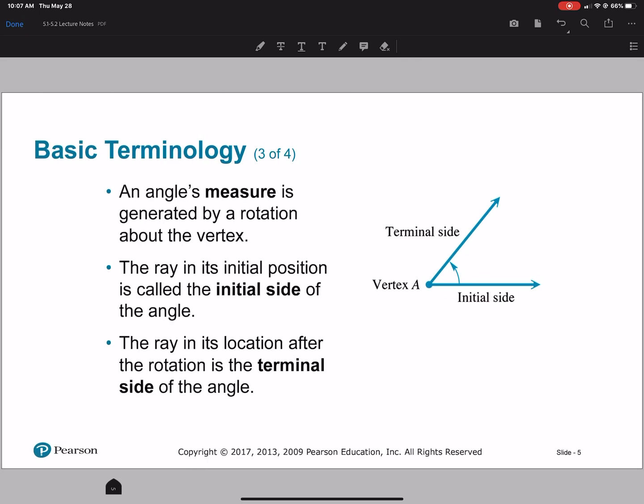An angle's measure is generated by rotating about the vertex. So basically the initial side is where you start. Then where it rotates to is called your terminal side. So make sure you understand that your initial side would be horizontal, and your terminal side will either be slanted, vertical, or it could be obtuse or whatever else. So it makes different angles, and we'll talk about that as we get there.